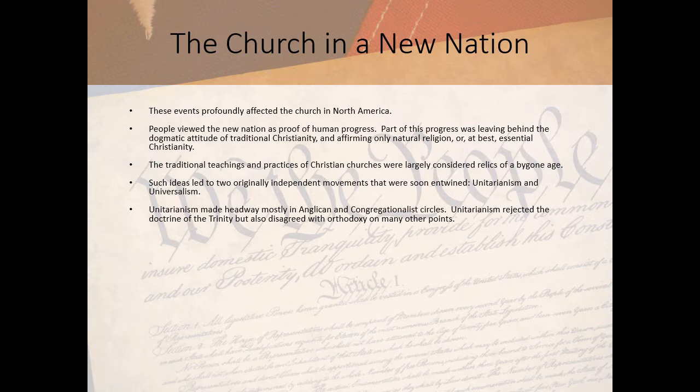Unitarianism rejected the doctrine of the Trinity, but also disagreed with orthodoxy on many other points. So these positions are really heretical. They may not necessarily be pointed out that way, but when you take the Trinity off the board, you're walking into heresy that was dealt with early on in the history of the church. And then there are going to be other orthodox positions as well.